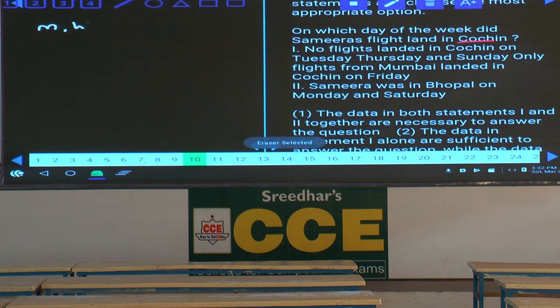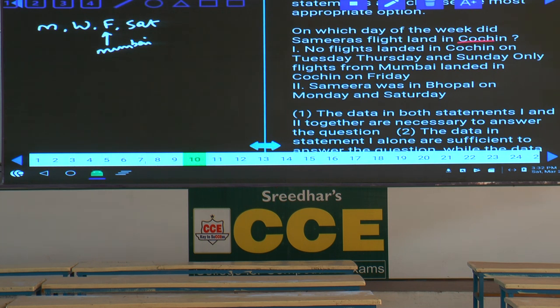Then what are the different possible days? Monday is one, and Wednesday, Friday and Saturday, isn't it? On any one of these 4 days, this person Samira landed in Cochin. On Friday, only the flights from Mumbai reached Cochin. Whether Samira is from Mumbai or not, that information is not known. If that information is given, then one alone is sufficient.